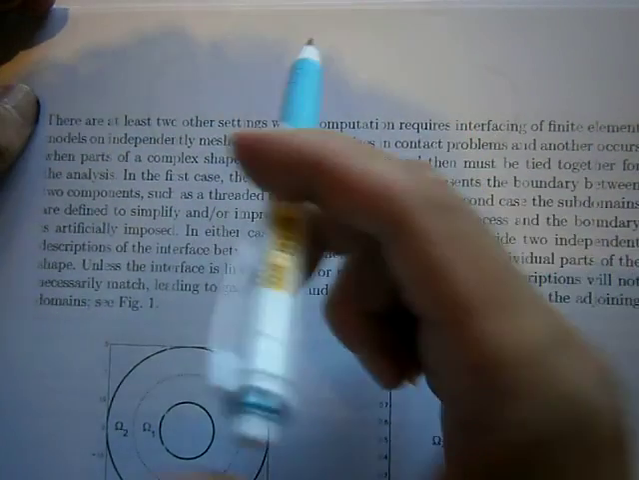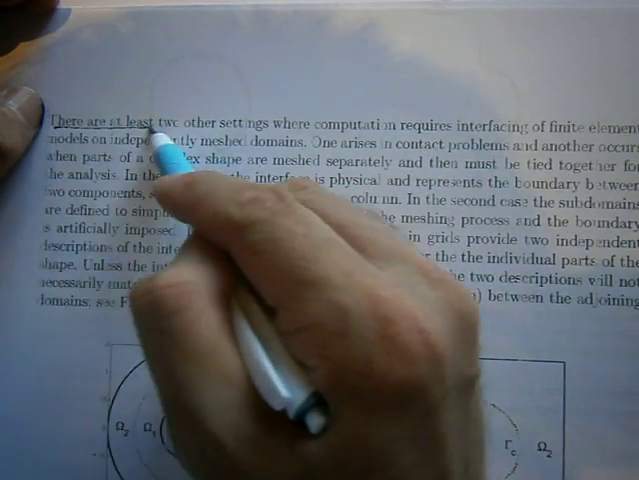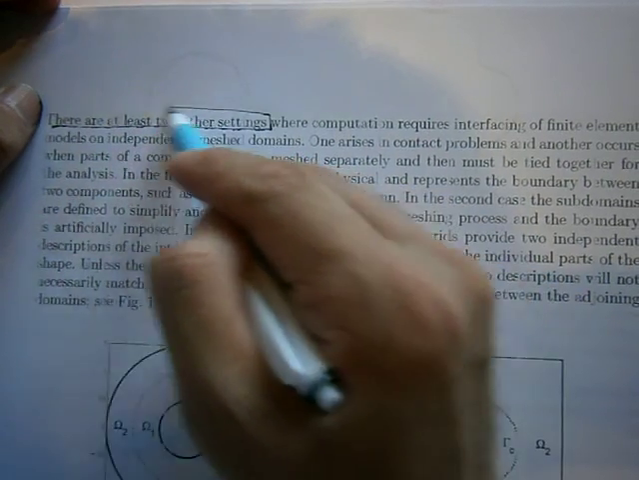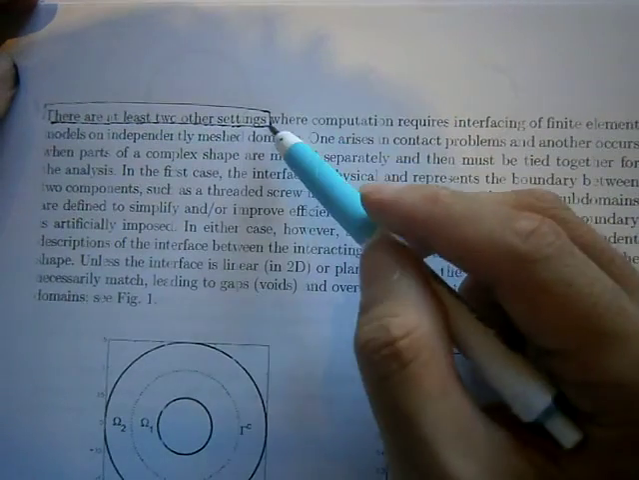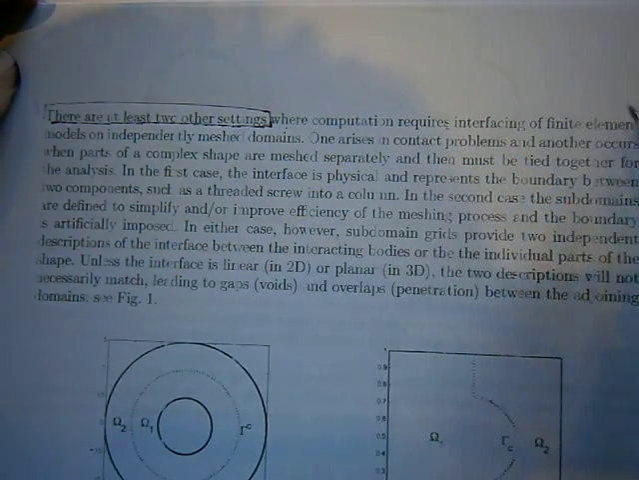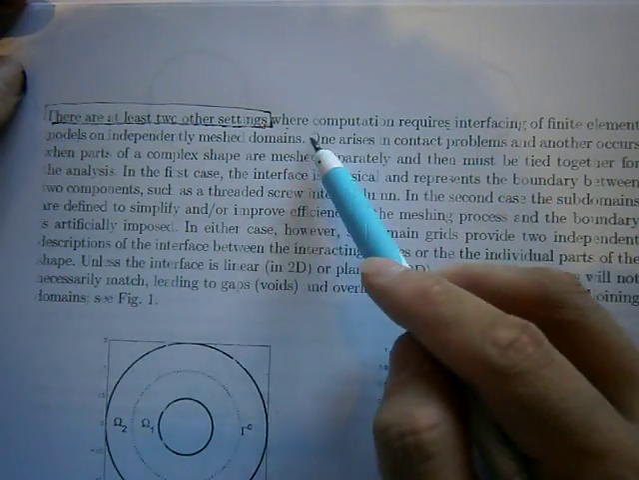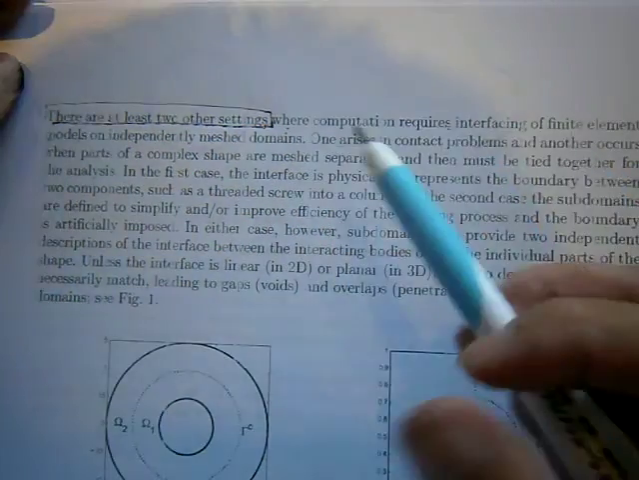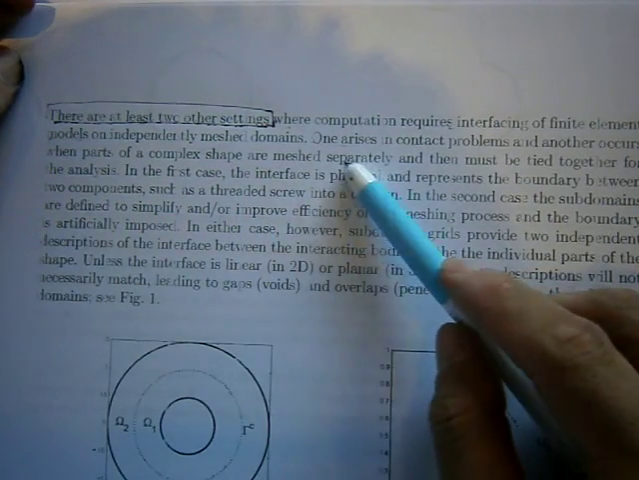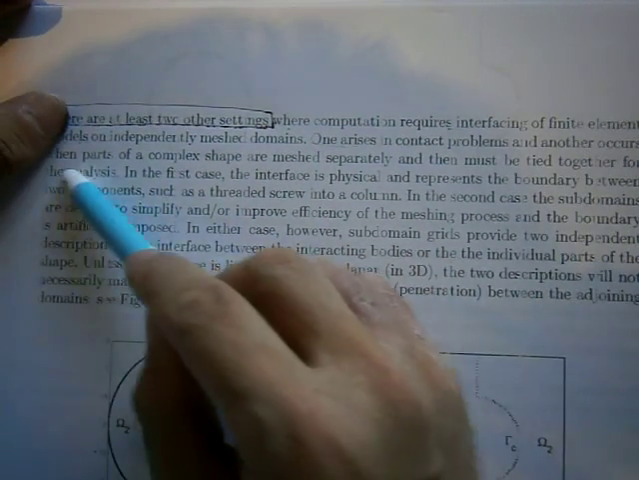The title is "There are at least two other settings." Where the computation requires inference of finite and modular independent method domain, once the concept provided another occurs, further complex sets of method separates must be taken to further analysis.